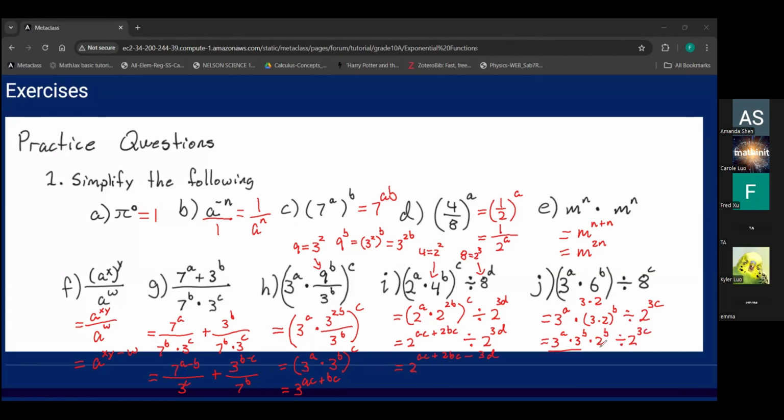Remember, like terms, the base over here has to be the same for the arithmetic rules to apply. And 3 and 3, 2 and 2. So the way you do this is 3 to the power of a plus b. This is for the terms with 3 as the base. And then times 2 to the power of b minus 3c. This is just for the terms with the 2. So this is the most simplified form.